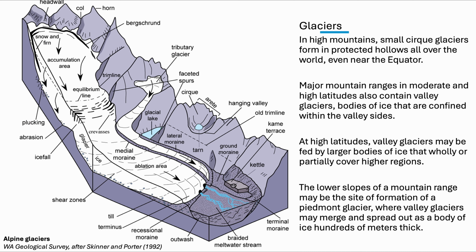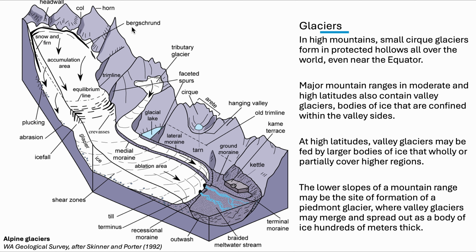We left off talking about this diagram, which illustrates a number of geomorphological features that are generated by glaciers. Starting at the top, the head of the glacier, we have the head wall. So this is the actual starting point of the glacier, its highest elevation.